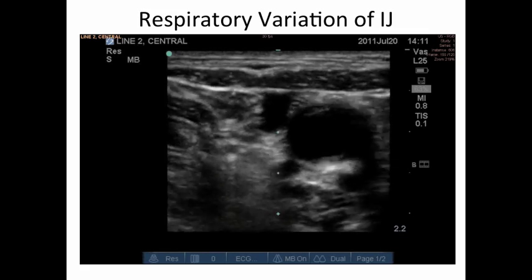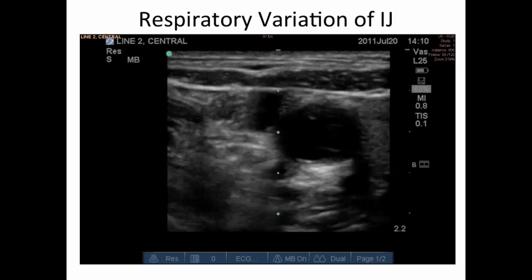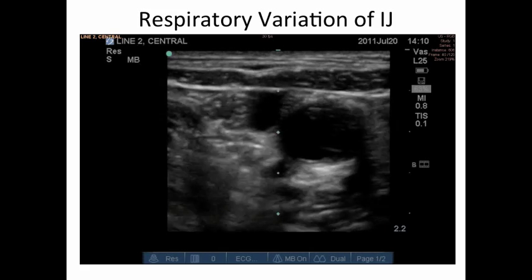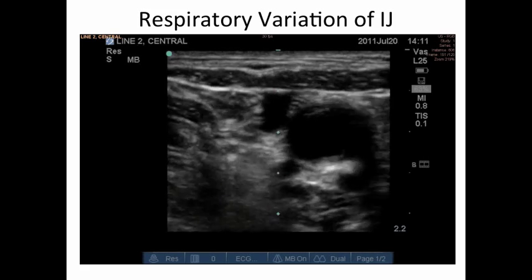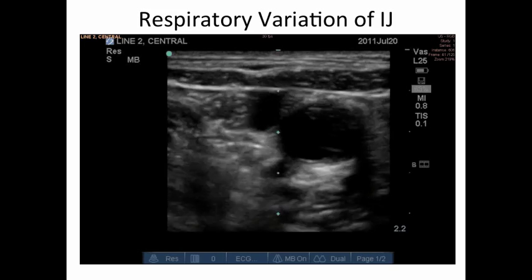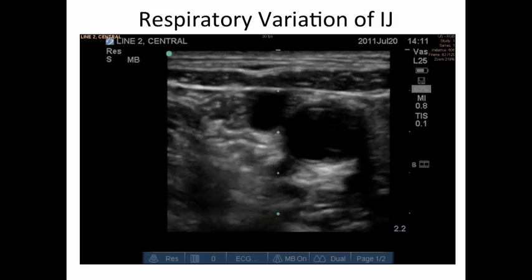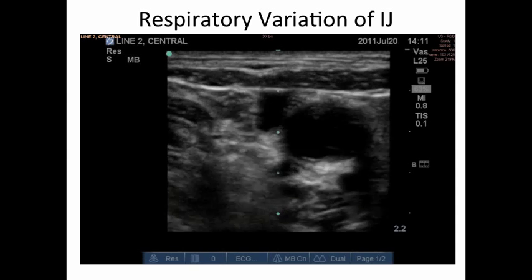Either way, you should have a variation in the size of the IJ unless the patient is particularly full. It may not be as visible. If they're particularly volume overloaded, it may not be visible until you get to the top of where their CVP, JVP is.